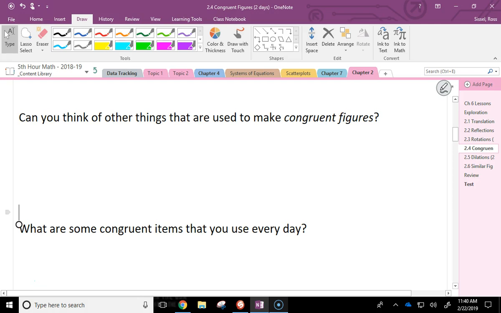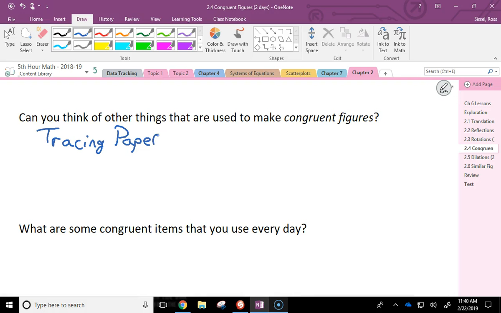Alright. Let's see what we have. Zachary, what was the first one you just said? I said tracing. That's actually a really good example. We're using that. So the first thing Zachary said was tracing paper. Yeah, we use our tracing paper. We're using those to help you guys with our transformations. We make exact copies of the shapes that we have to manipulate.